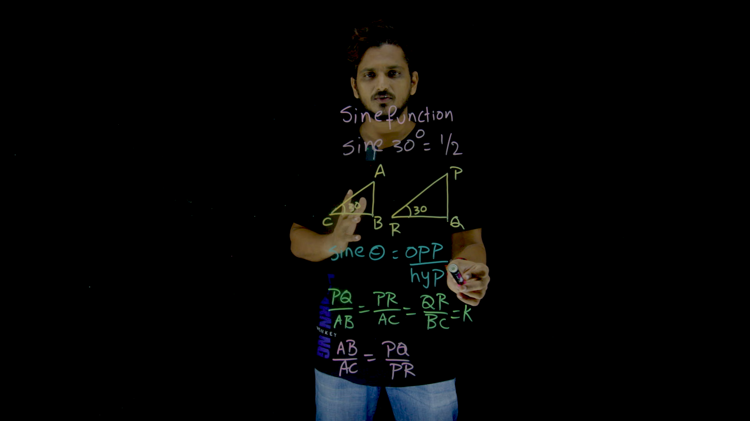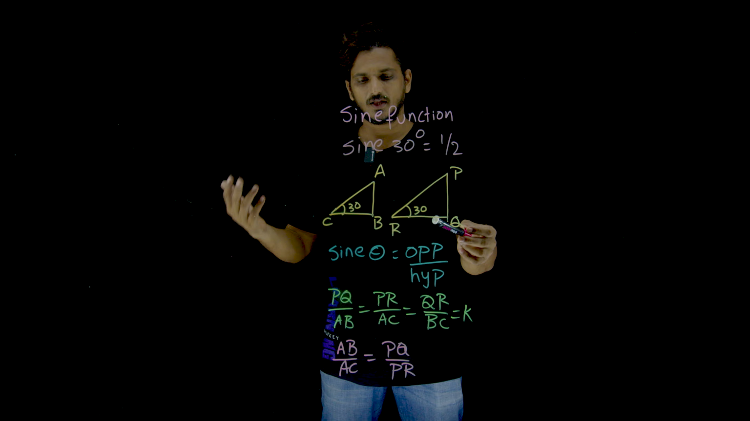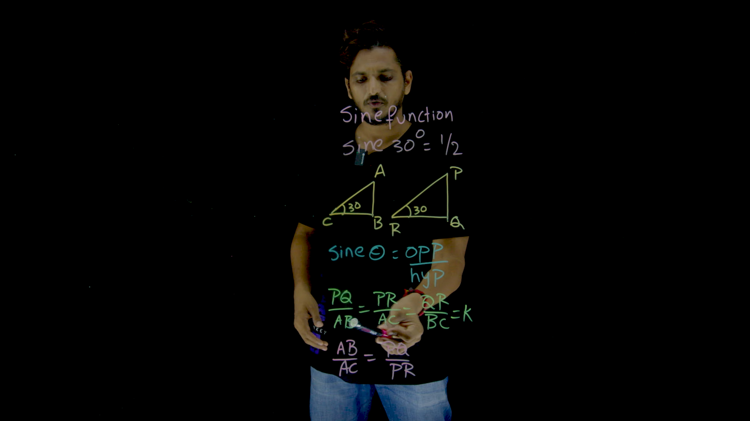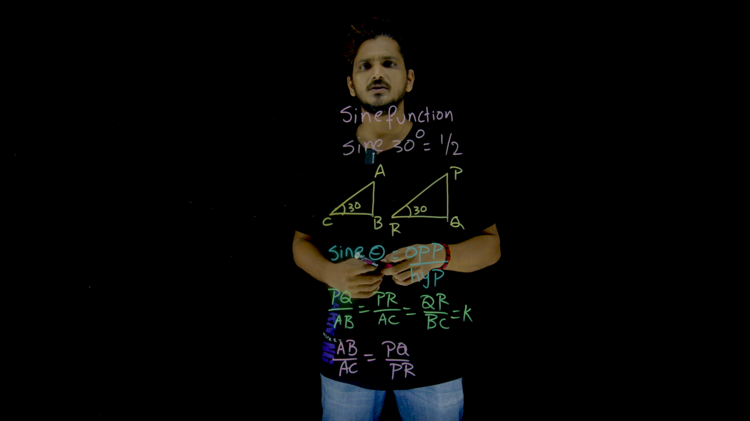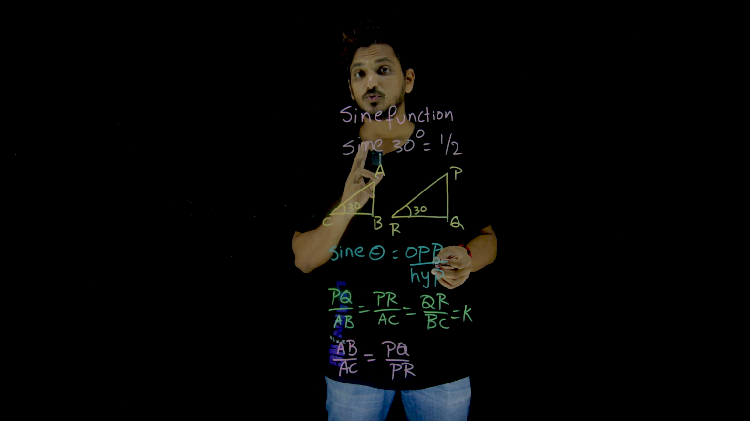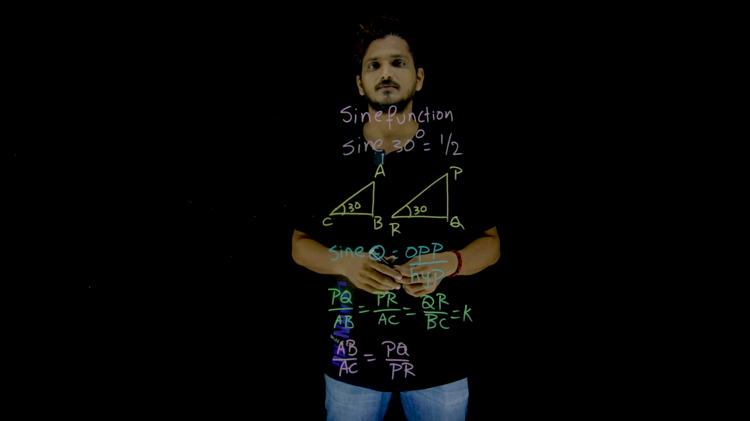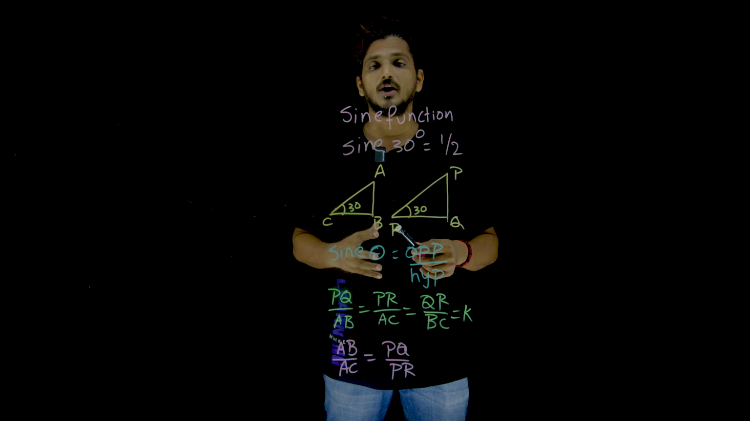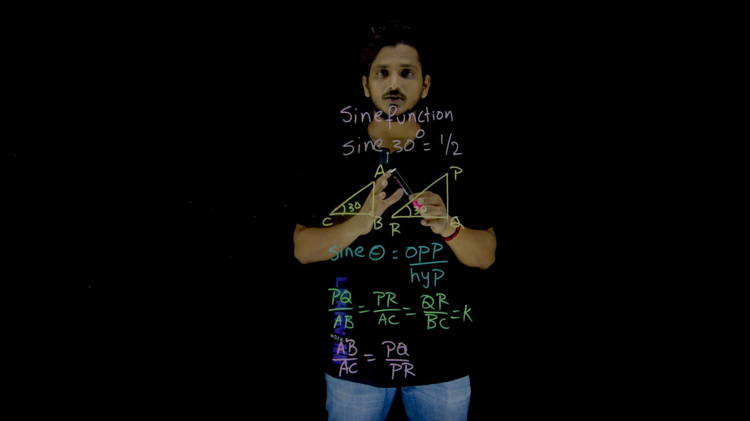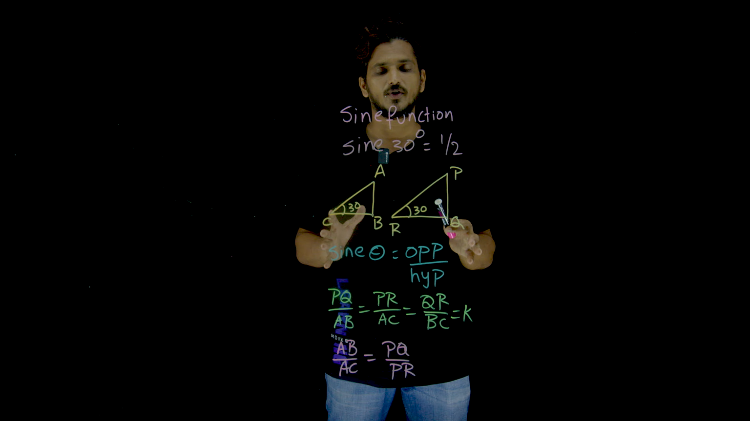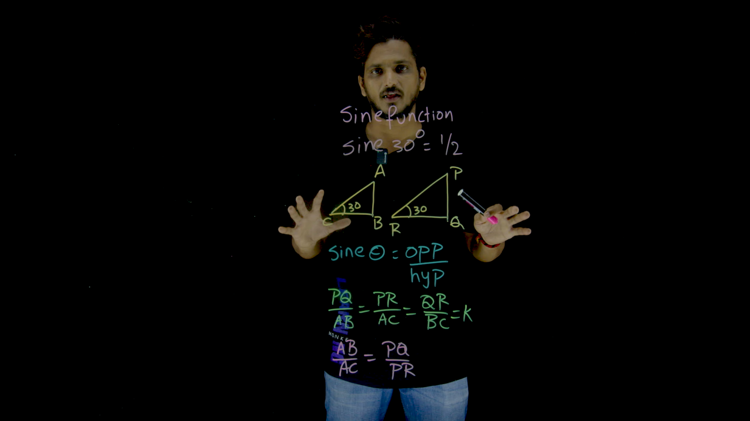So based on this, from the 10th class proof, by taking these two, AB by AC equals PQ by PR. See, these two are the same. AB by AC means opposite side by hypotenuse. Similarly, PQ by PR means opposite side by hypotenuse. These two values are the same if the angle has not changed. So that's why sine theta is always a constant value for any size right angle triangle.